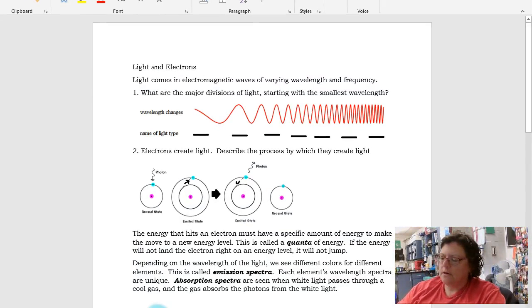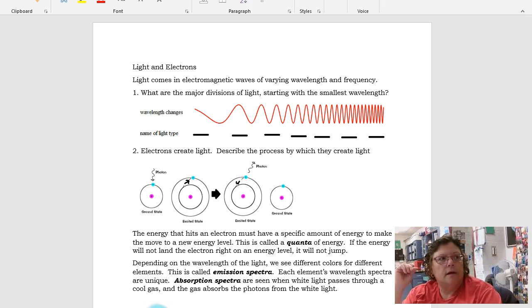Alright, this is what we did on Wednesday and Thursday, block day, October 3rd and 4th. We start out talking about light and electrons.